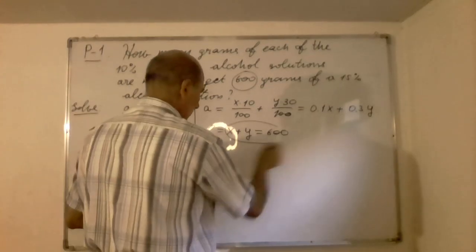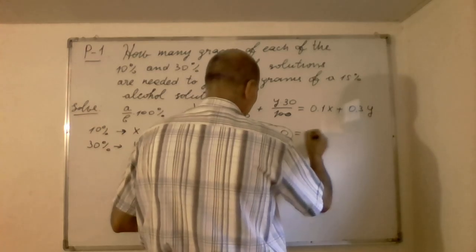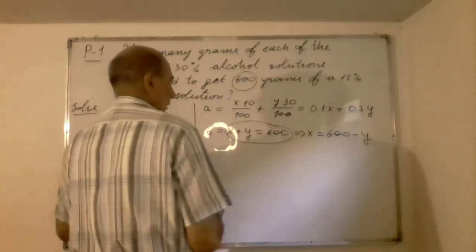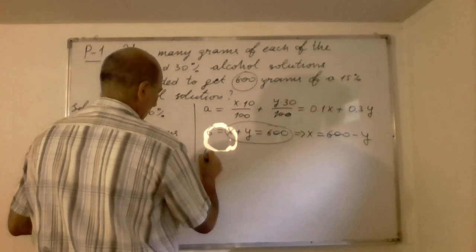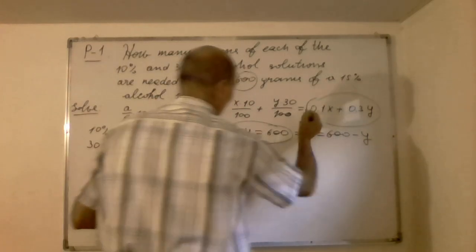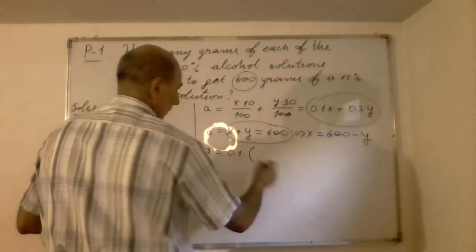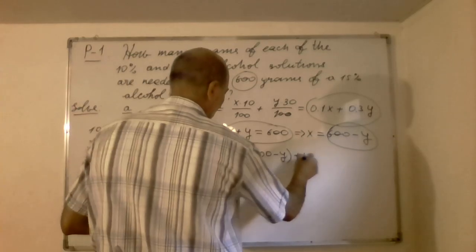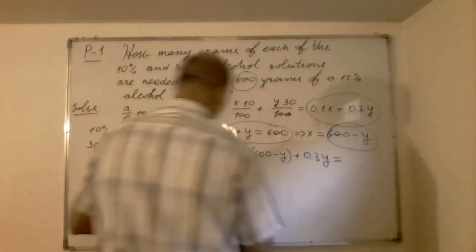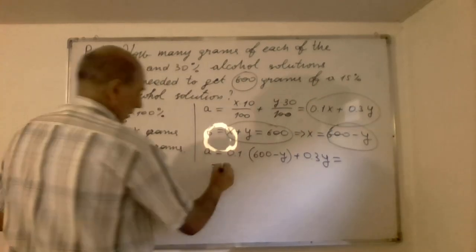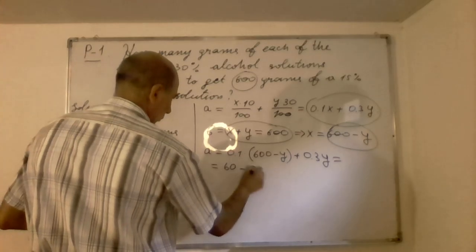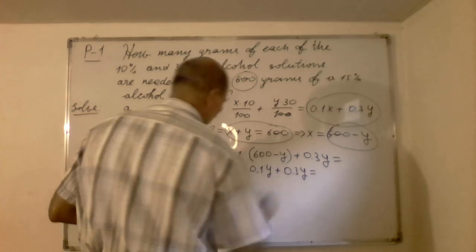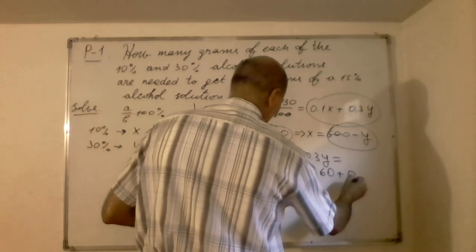And from this equation we can write x equals 600 minus y, and then A equals 0.1 times 600 minus y plus 0.3y, which equals 60 minus 0.1y plus 0.3y, which equals 60 plus 0.2y.